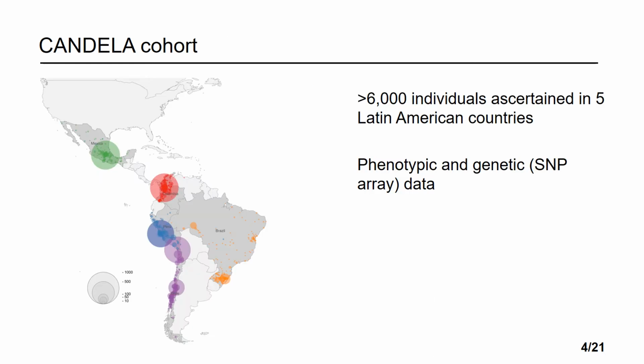So what we did is to study samples from the CANDELA consortium, which is a cohort that includes more than 6,000 individuals from 5 different Latin American countries, namely Mexico, Colombia, Peru, Chile, and Brazil. And for each individual, we had phenotypic and genetic SNP array data that we used to detect signals of selection.